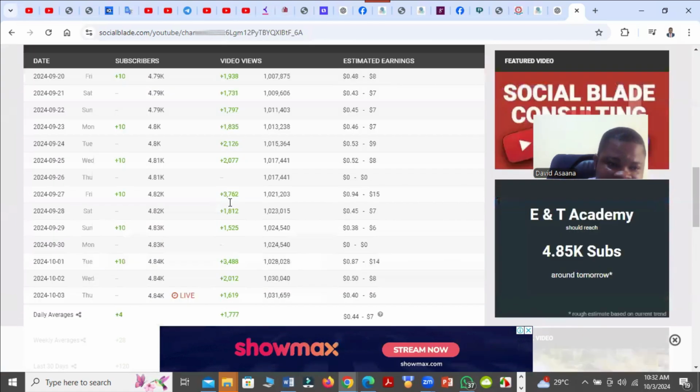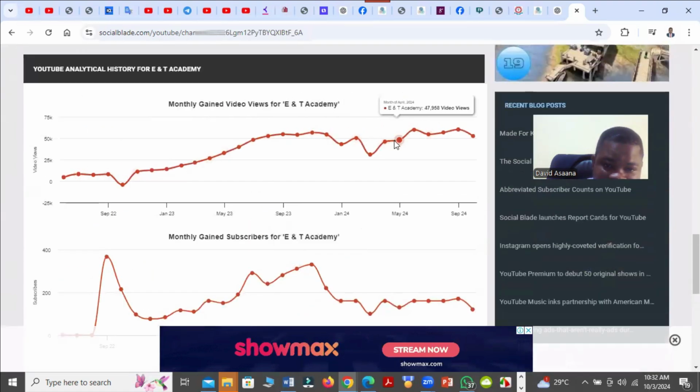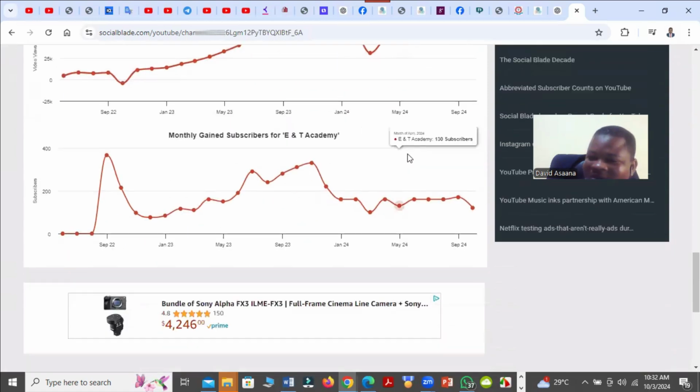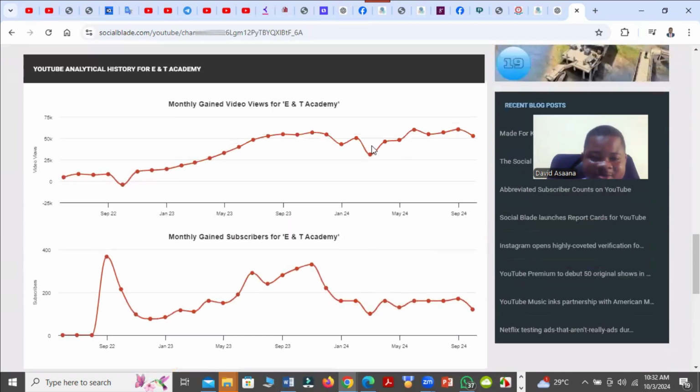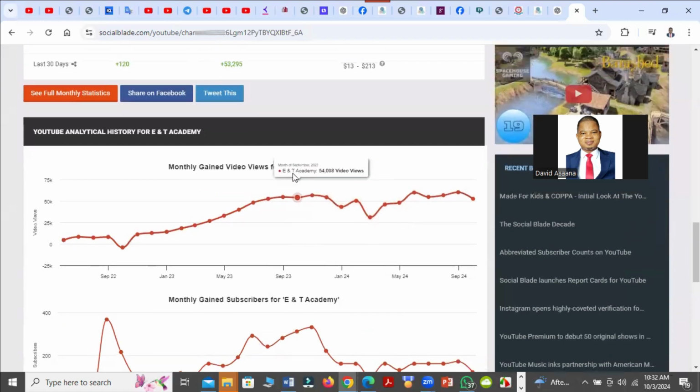Now let's say we want to look at how this channel has been growing for the past 2 years. You see that it has been growing, and then sometimes it comes down and goes up, and YouTube is like that. You will never get a channel that continues to grow and never declines. Some months are good and some months are not good. But let's look at the overall.